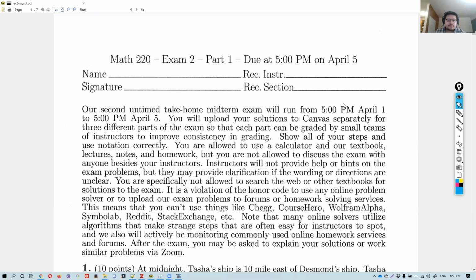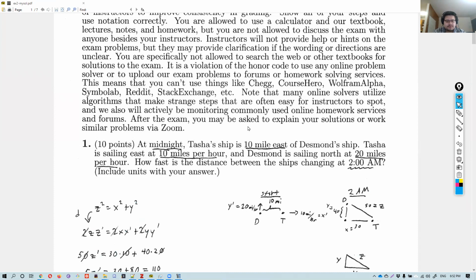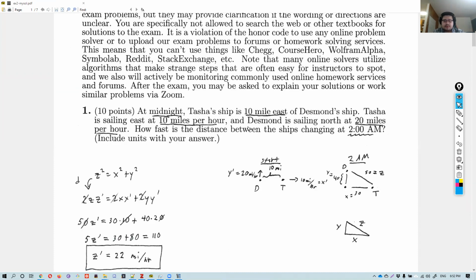Okay, so this is exam number 2. I'm going to go through all 3 parts. I have all the solutions written up already, and I'm just going to basically talk through how the solutions work.